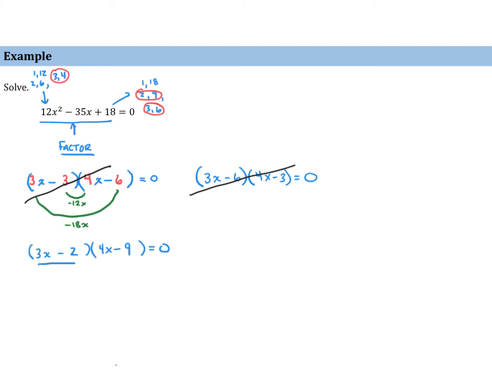So 3x minus 2 would equal 0, or 4x minus 9 would equal 0. So if we add 2, we have 3x equals 2, and x equals 2/3. If we add 9, we have 4x equals 9, so x equals 9/4. So therefore our answer is x equals 2/3 or 9/4.